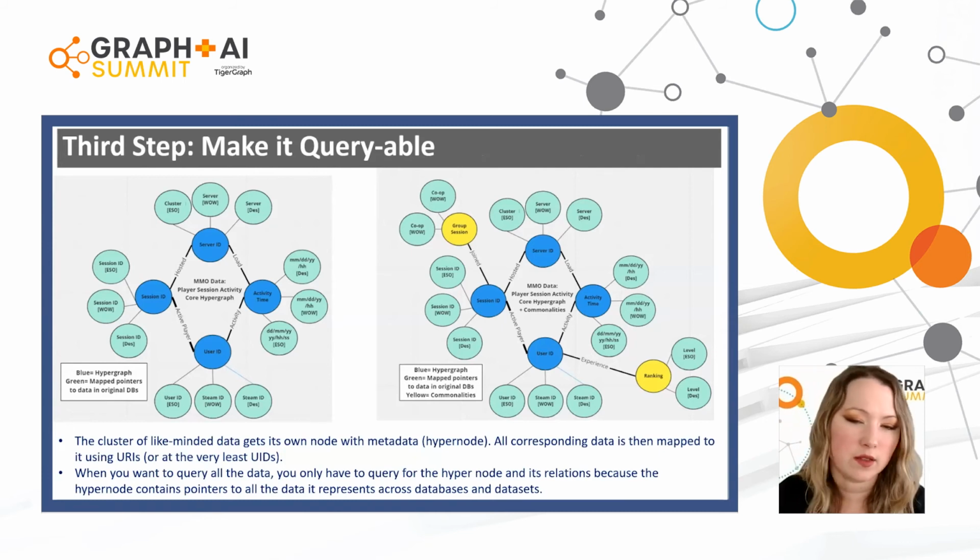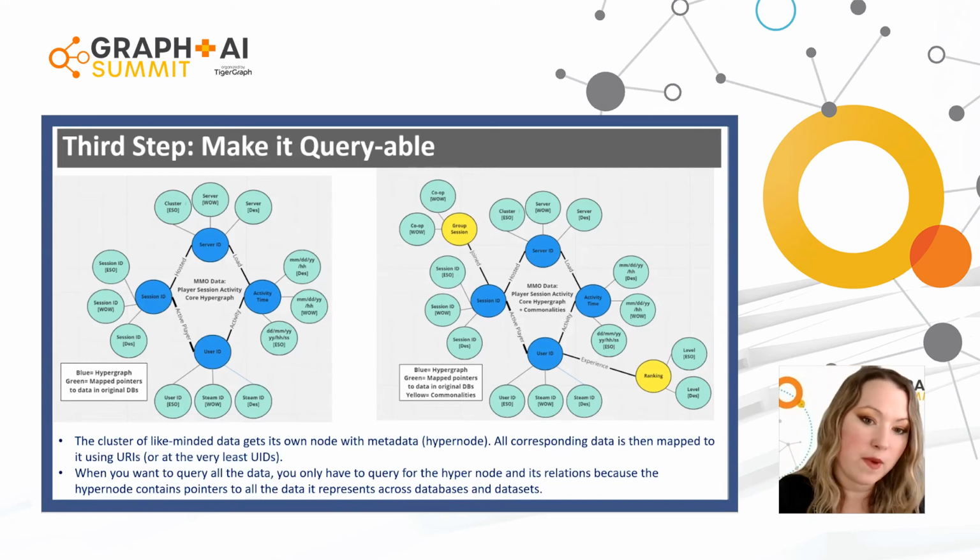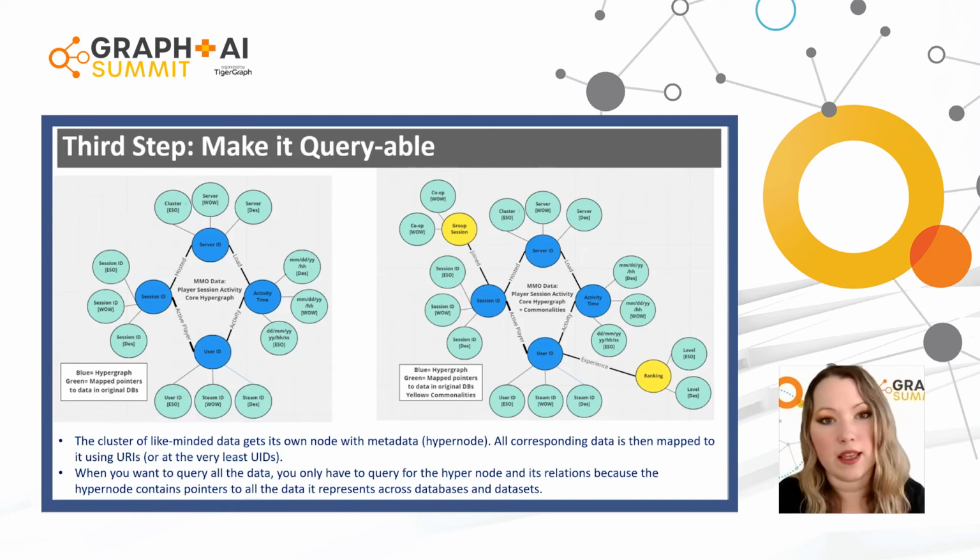This is a very simplistic model that I'm showing you, but what you're going to look at is every blue node is a hypernode, and it's clustering together the things that are like-minded. So you'll see here, like the activity time, some of these will be formatted differently, but we do know they are similar enough to be used.